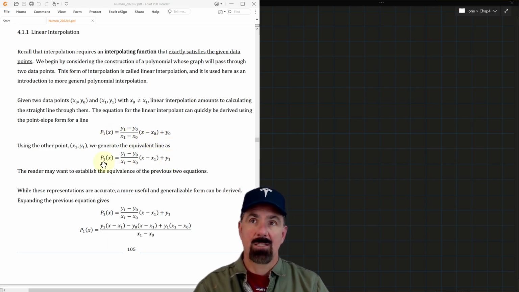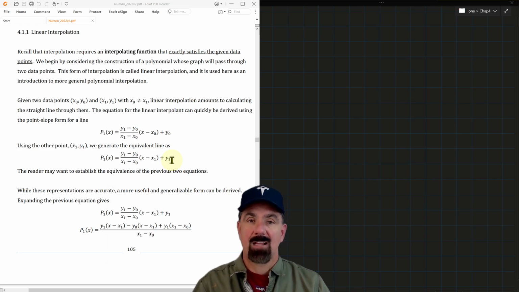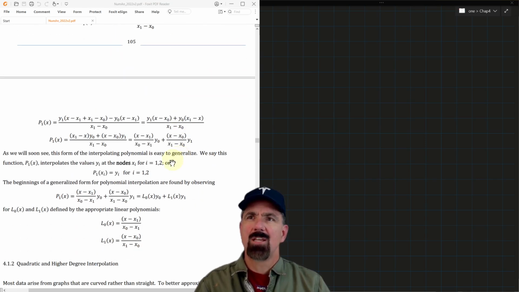Right below that is the same idea, except we've used the point x1 and y1. And it turns out that they're going to, of course, be the same equation. It's going to be the same line. And that's a hallmark for polynomial interpolation. We will look at later the fact that there's only one polynomial interpolant of the correct order that goes through a set of points. So this is important, so there's a little bit of algebra here on the end of page 105, starting 106.